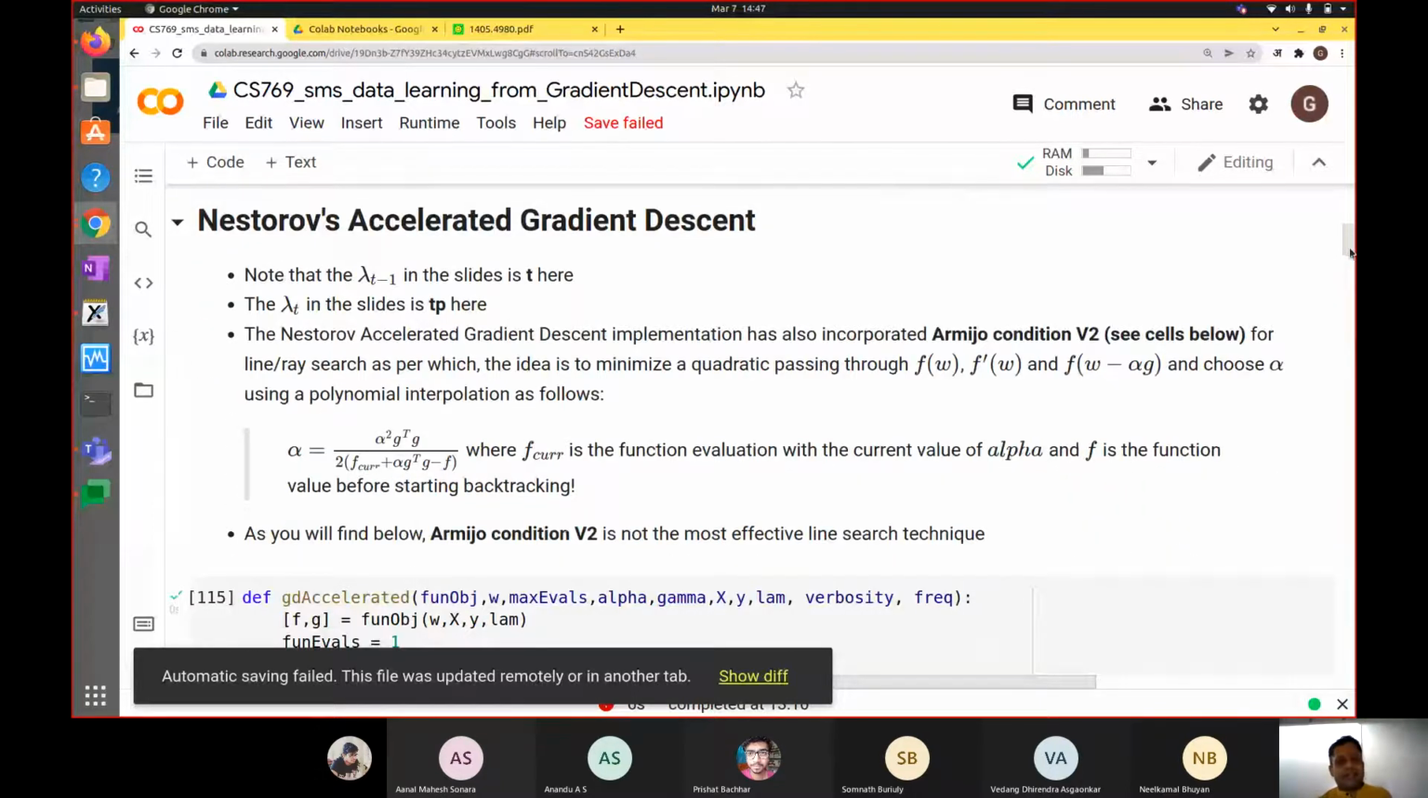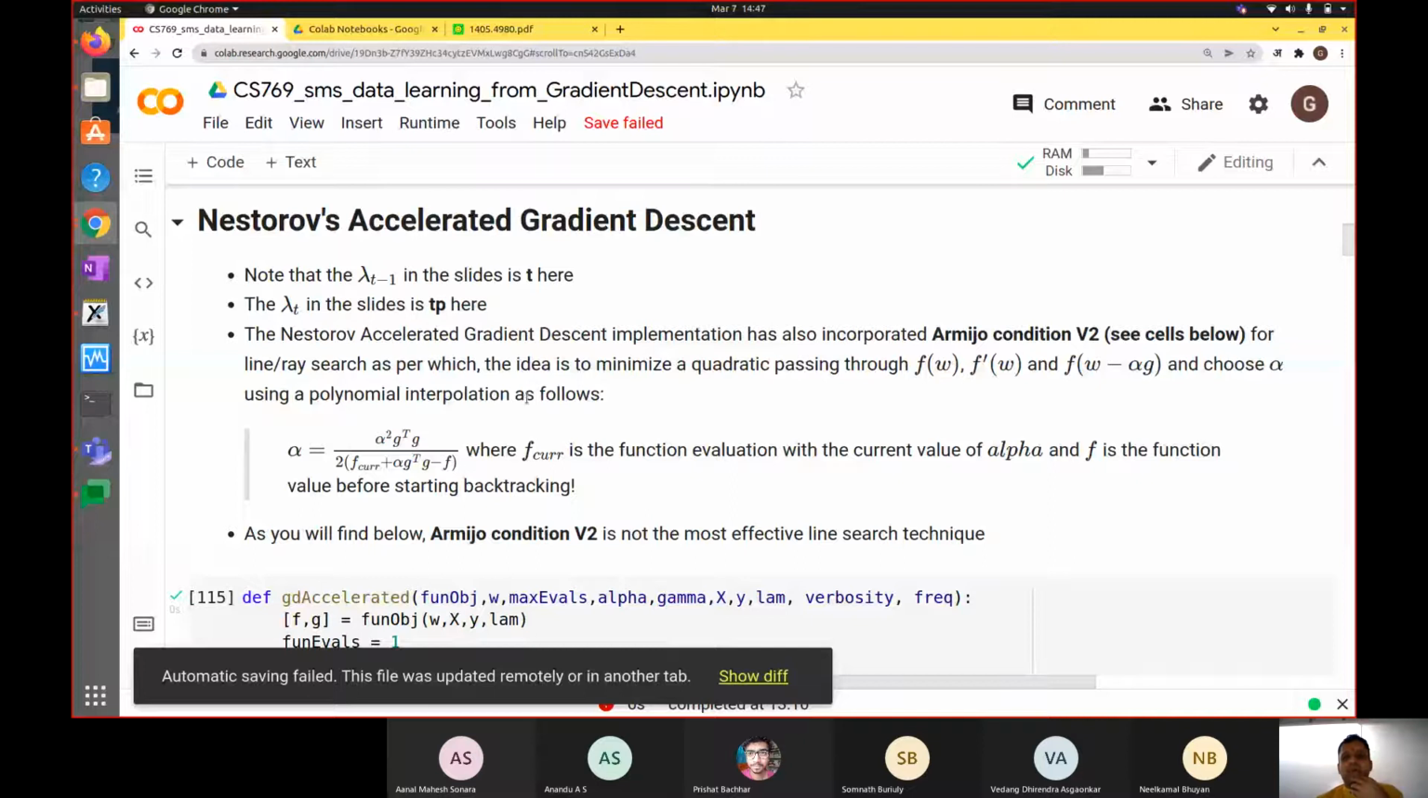Okay, so this is Nesterov accelerated gradient descent implemented here. I just made some notes here that the lambda in the slides is t. Lambda t minus 1 in the slides is t, and lambda t in the slides is tp. We could write lambda here, but that's the smaller issue. The more important thing is I have not used exactly what I have in the slides. You are welcome to try what is mentioned in the slides and shared with you.